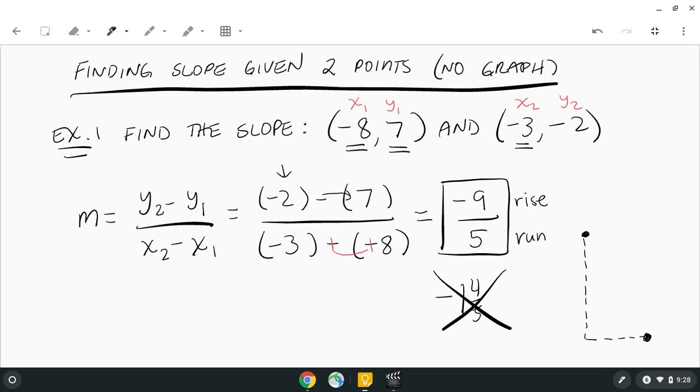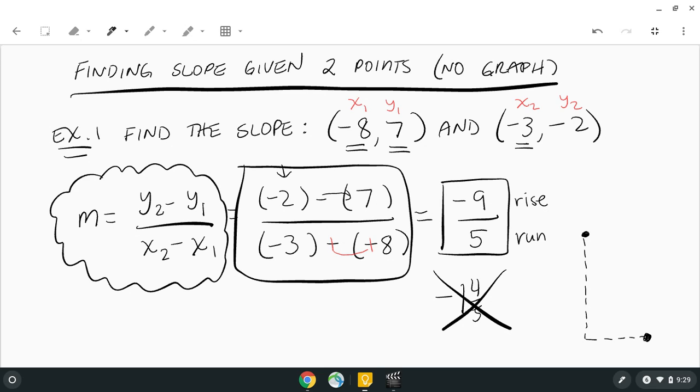Okay. All right, so that's about it. That's it for finding the slope given 2 points. So this is just a formula you will need to memorize. And again, use your parentheses when you start to plug in. It'll help keep everything organized. And then don't forget, when you see that double negative, they become positive.